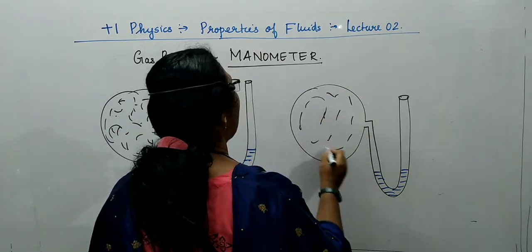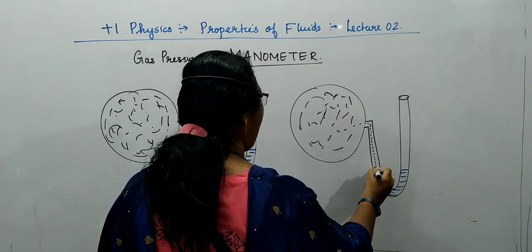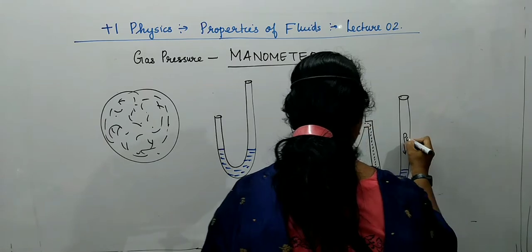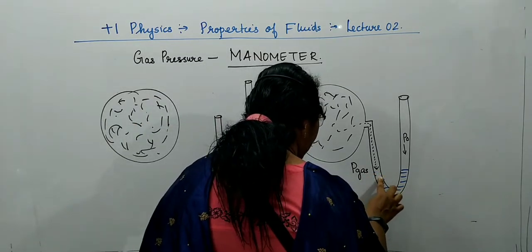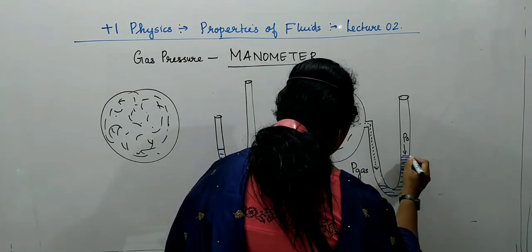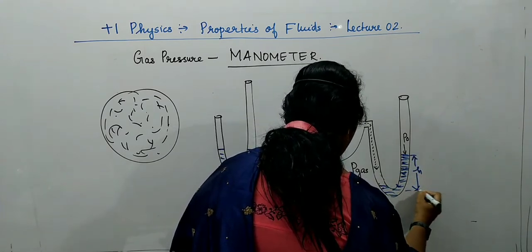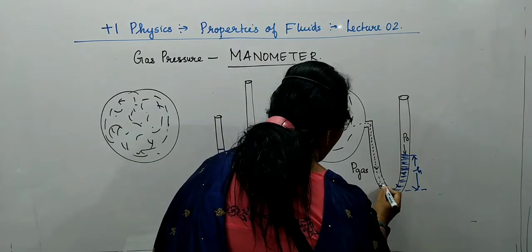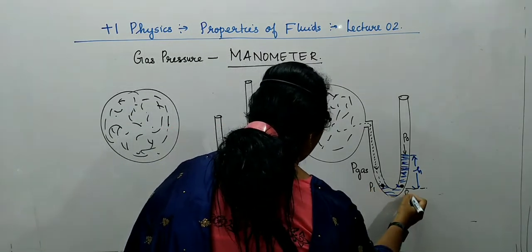So now what happens to this gas? The gas rushes and comes to here. Here the pressure is provided by the gas, and here the pressure is provided by the atmosphere. The gas pressure is greater than atmospheric pressure, so the mercury moves down here, and here the mercury moves up, like this. Now this is the height difference H in both of the limbs. Clear? Now the system is in equilibrium. This point and this point are in equilibrium. We can write P1 equal to P2.